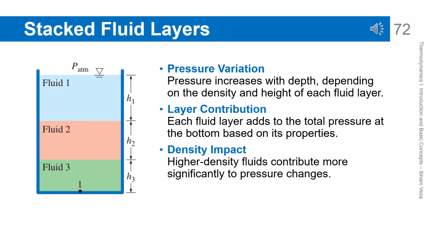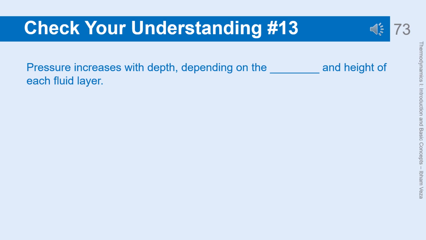Stacked fluid layers. If several fluid layers with different densities are present, the pressure at the bottom is affected by all these layers. Each layer contributes to the pressure according to its density and height. Layers with higher density contribute more to the pressure. The total pressure is the sum of the contributions from all layers. This concept is important in the analysis of layered fluid systems. Pressure increases with depth, depending on the density and height of each fluid layer.